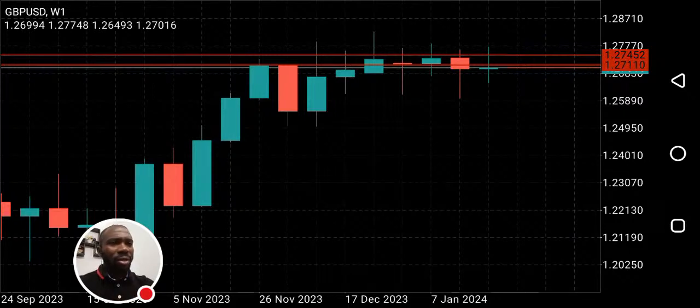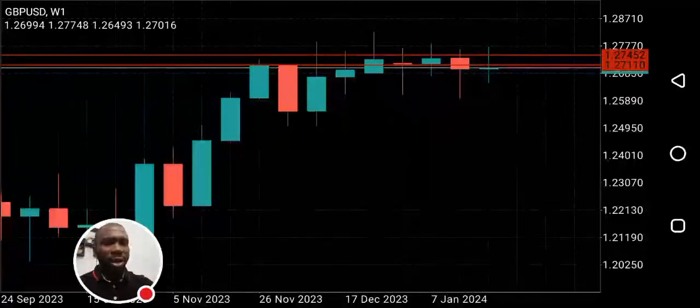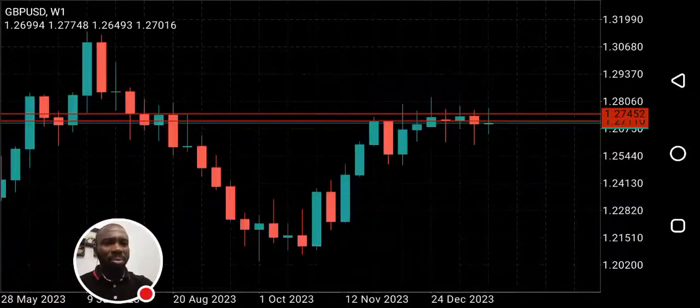Based on what we have on the weekly time frame, based on the pattern we have on the weekly time frame, this is a bearish setup.